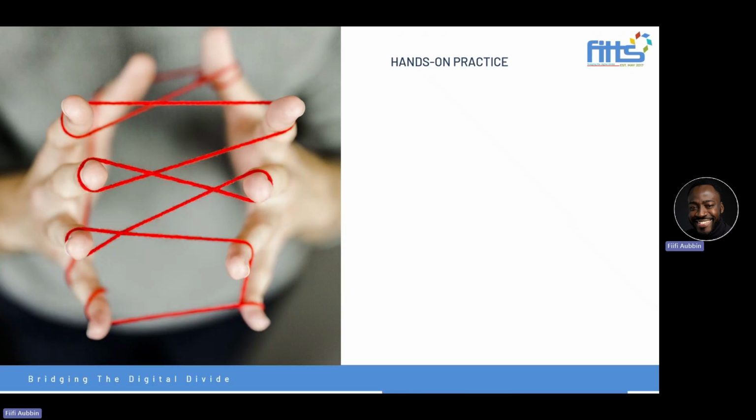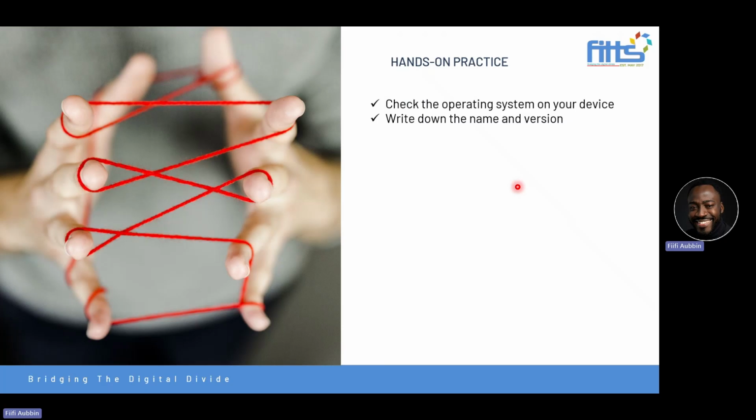So this is for you to try. You've seen me demonstrate. I want you to check the operating system on your device, write down the name and version, and identify whether it's a desktop or a mobile system. And I know this is helping build digital awareness.